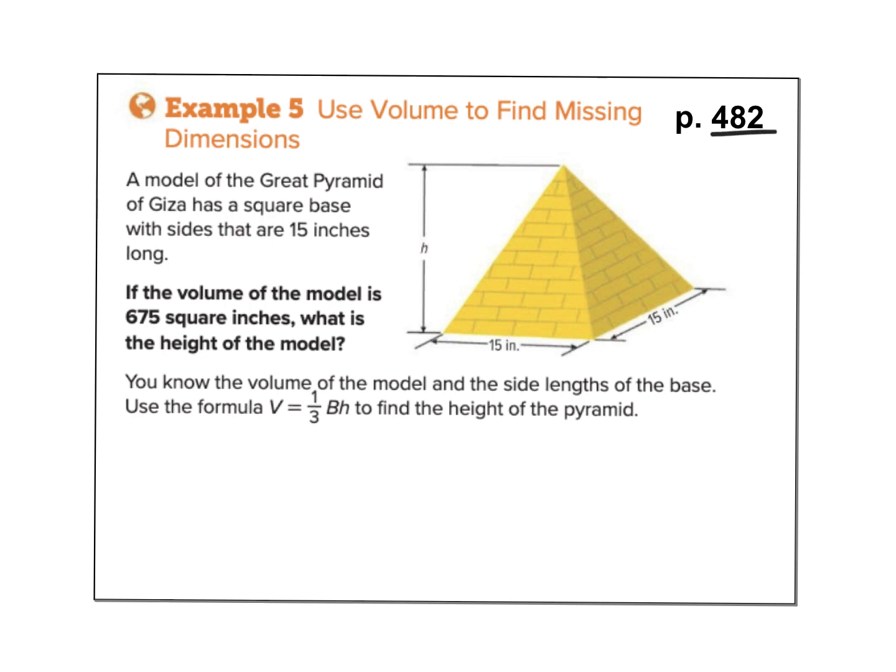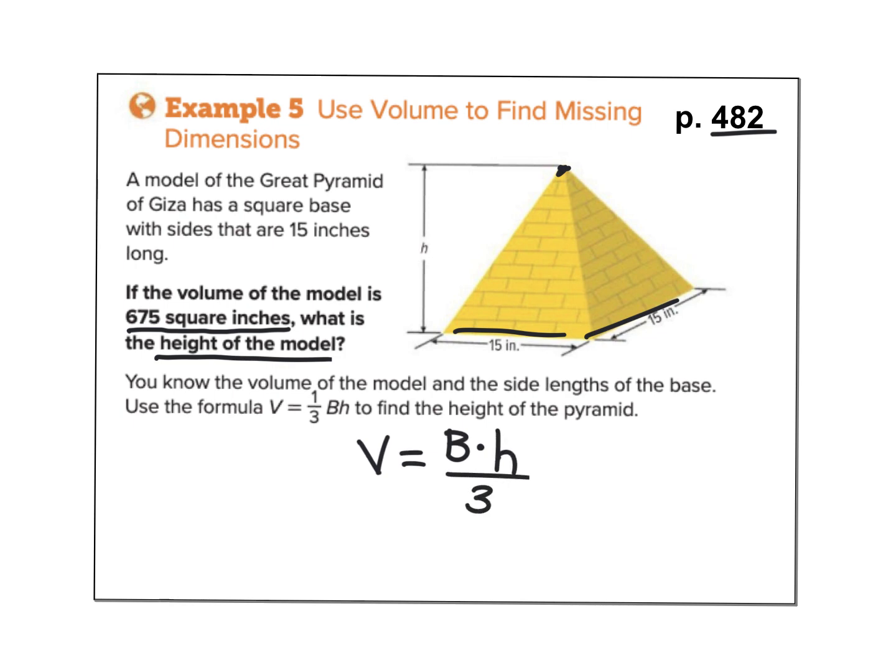So we have a pyramid, and it has a square base with sides that are 15 inches long. So this is just a model. It says if the volume of the model is 675 square inches, what is the height of the model? So first thing, just find a little space to write this down. It can be on the side of your book, but you always start by writing the formula. So I know it's a pyramid. It comes to a point. So I know my formula is area of the base times the height divided by 3.